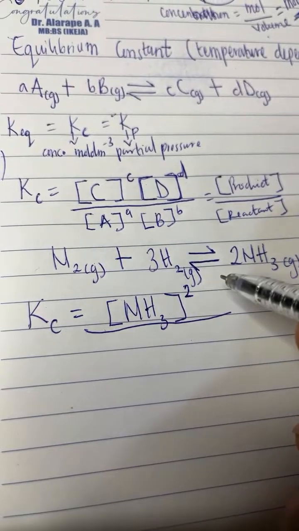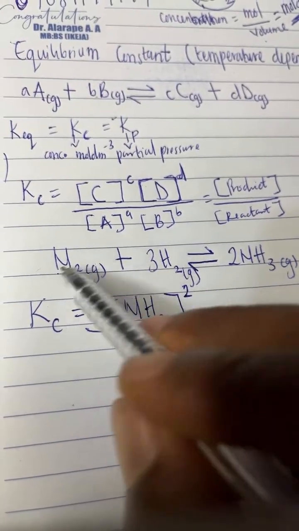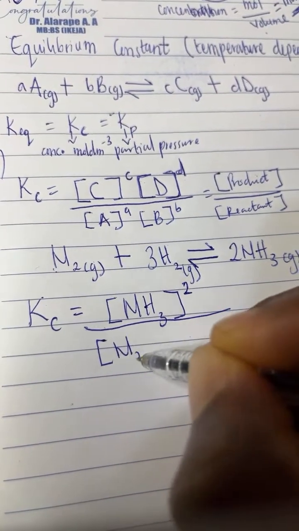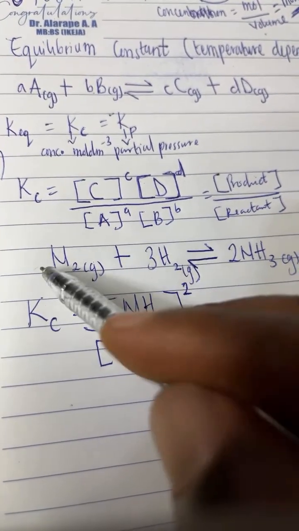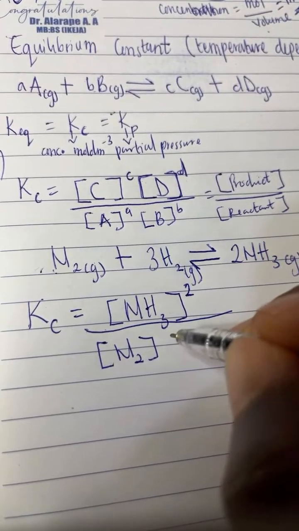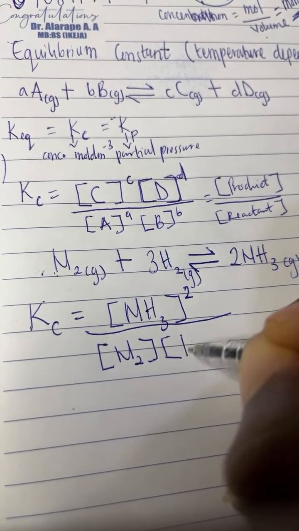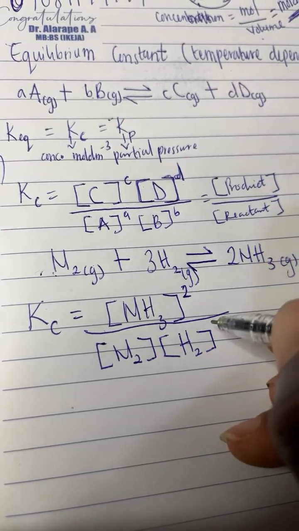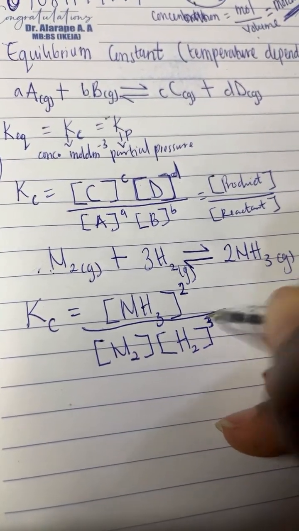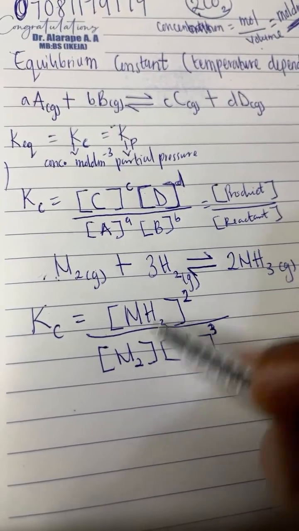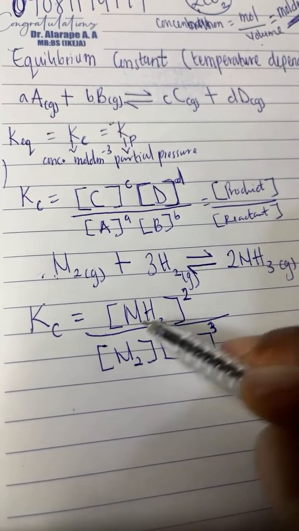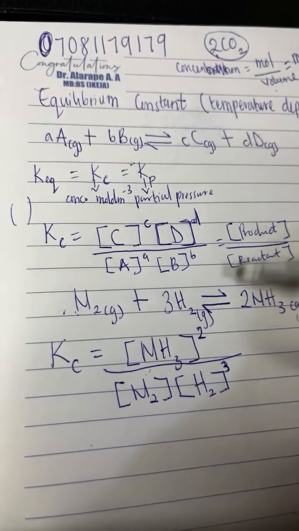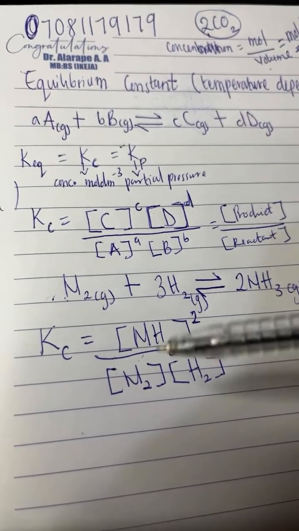what are the reactants? It has 2 reactants. The first reactant is nitrogen gas. That one only has 1 mole, so you don't write anything. The second reactant is hydrogen gas. That one has 3 moles, so you raise it to the power of 3. So in short, this is the equilibrium constant.